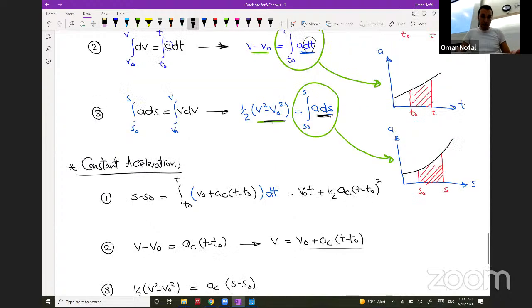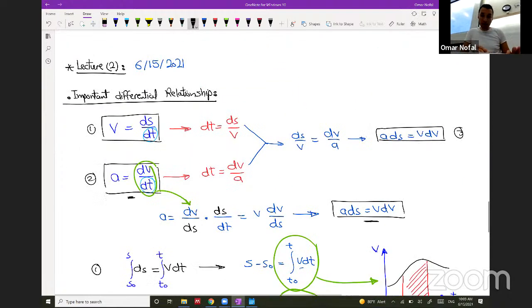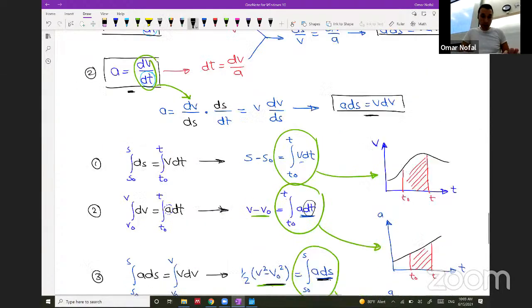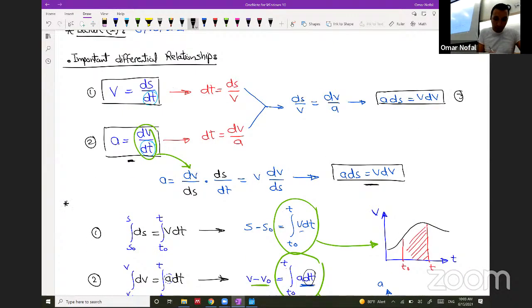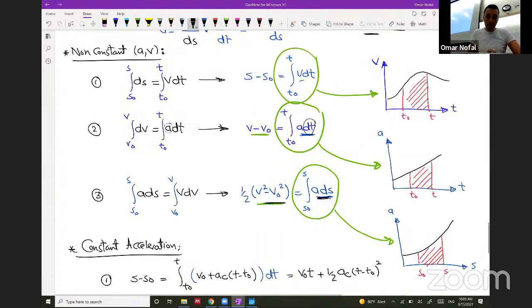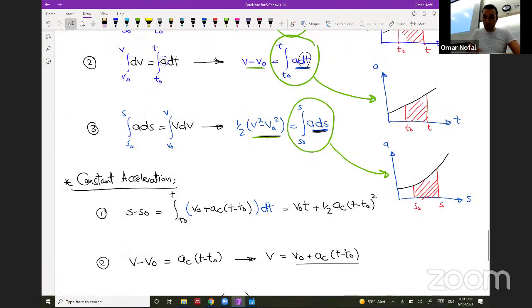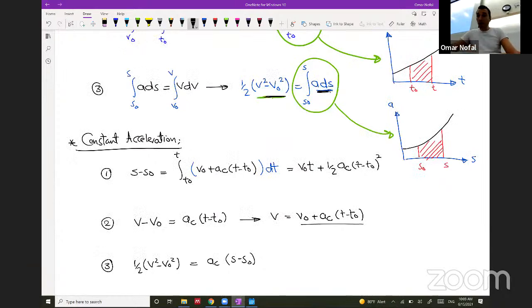So we have the basic differential one that has v and a, and here we have a as a function of v. And then we have another three, let's name them non-constant acceleration or velocity, so they are functions of time. And in the special case of constant acceleration, we will end up with these rules. You should be able to get this by doing your own integration, so you will be able to deduce these relationships.